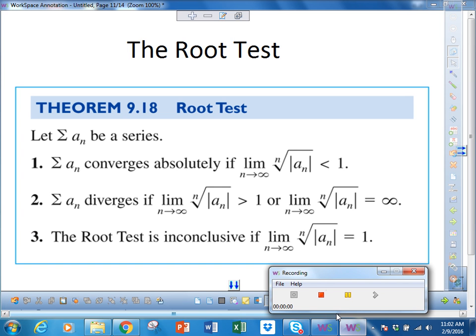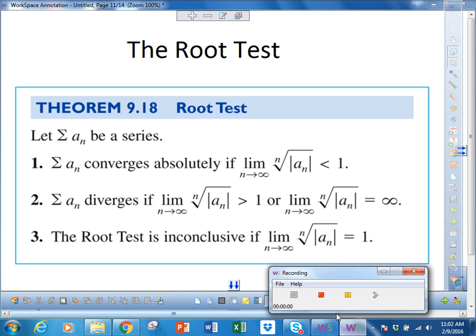Okay, now we're going to look at the root test. Although the root test is not on the AP exam specifically, it is a nice little test that we can use anytime we have a quantity raised to the nth power. If it's raised to the nth power, what we can do is take the nth root of it and then take the limit of that.